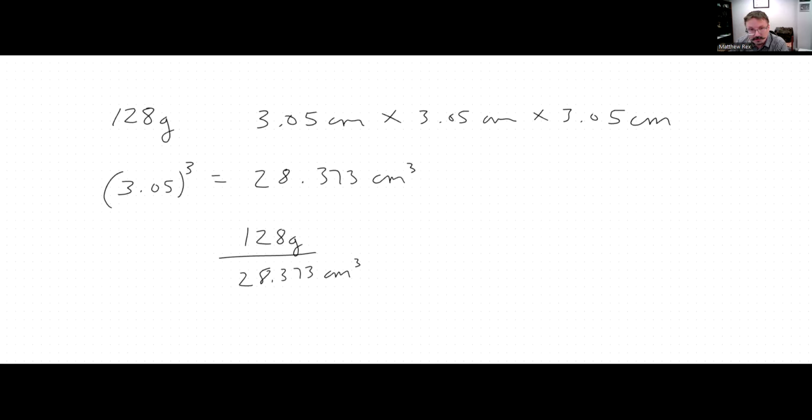So 128 divided by 28.373 gives us 4.51 grams per cubic centimeter, or a density of 4.51. And if we look at all those density values on the last page, we see the one that this matches is titanium, or in this case, answer A.